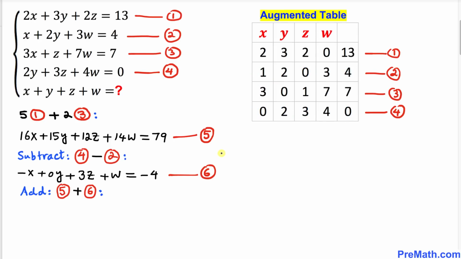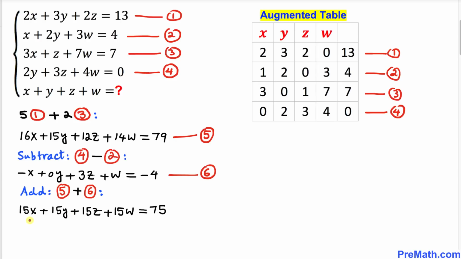Let me call this equation 6. And here's our final step. Let's add equations 5 and 6 together. If we add these, that is going to give us 15x, likewise plus 15y plus 15z plus 15w equals 75 on the right hand side.